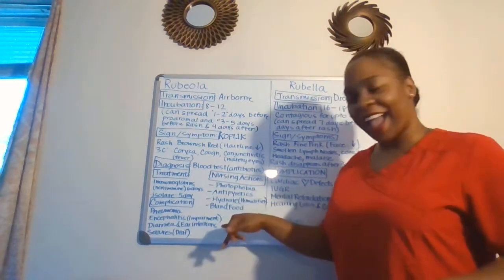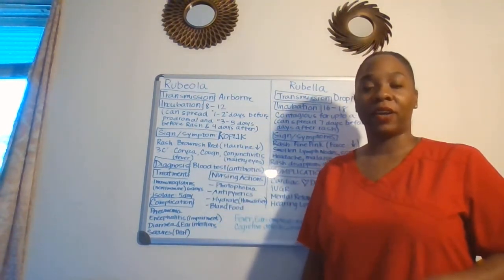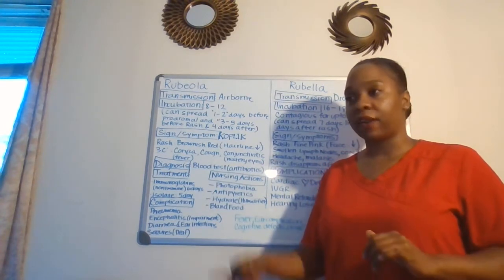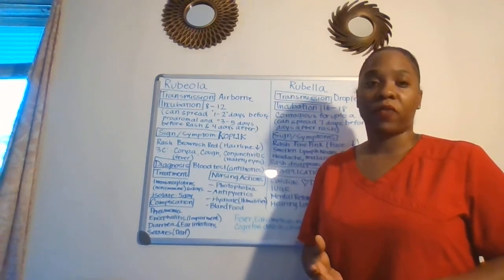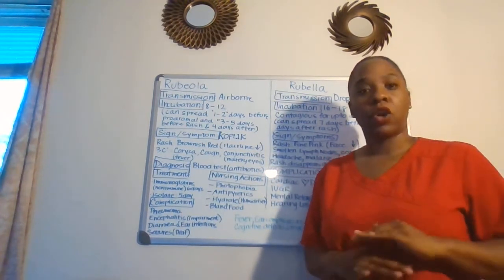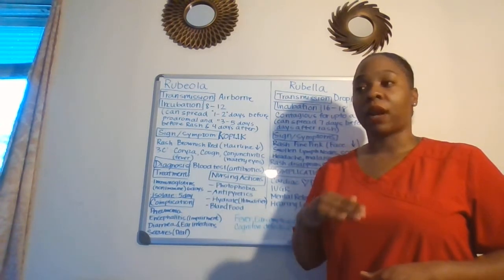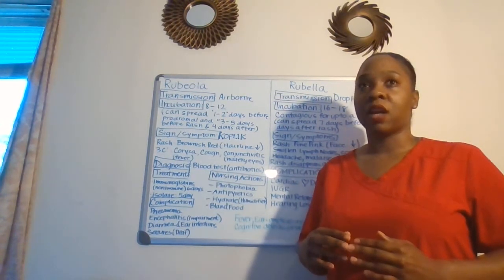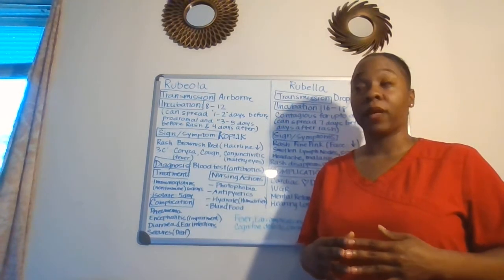Okay. And then we're also going to make sure they have cool humidified air to help keep that fever down, along with the antipyretics like Tylenol or ibuprofen. Definitely no aspirin. No aspirin, because if you give them aspirin and they're under the age of 12, it's going to cause Reye syndrome, and it just creates such a response in their body. And Reye syndrome is horrible.